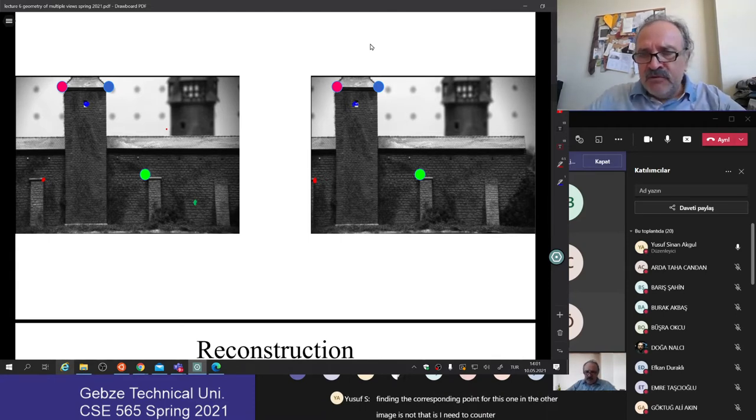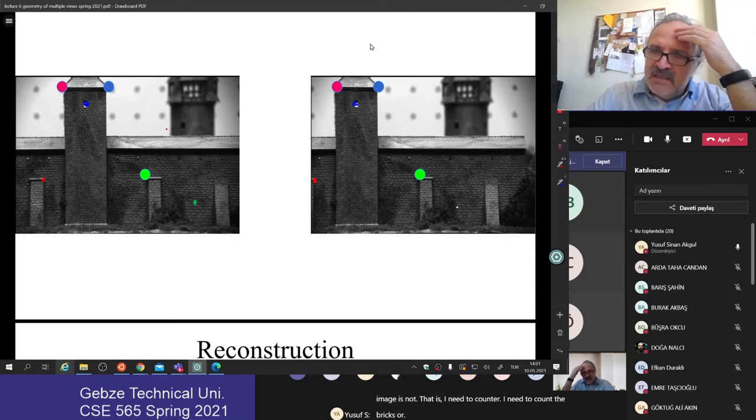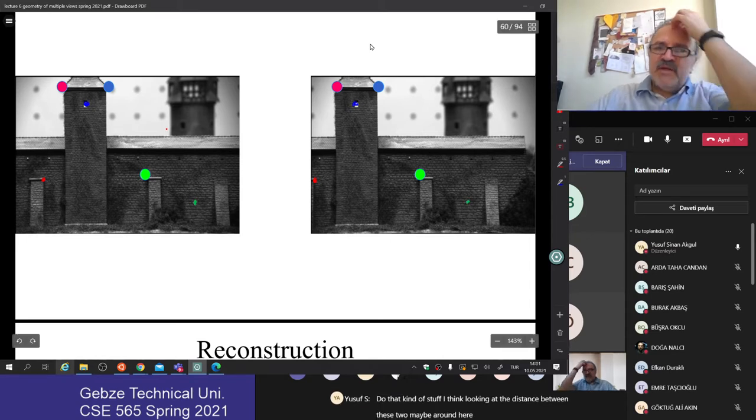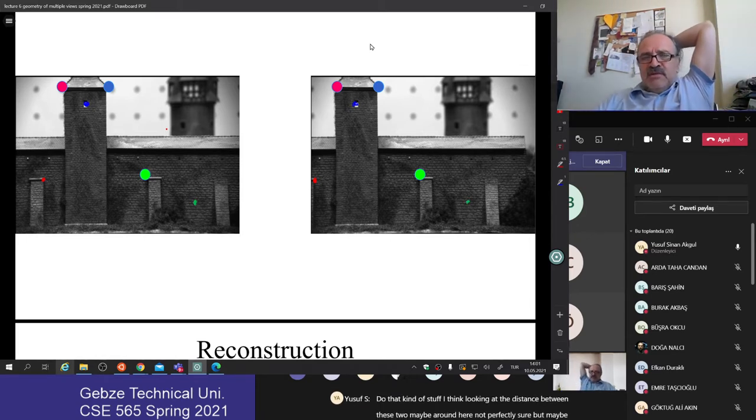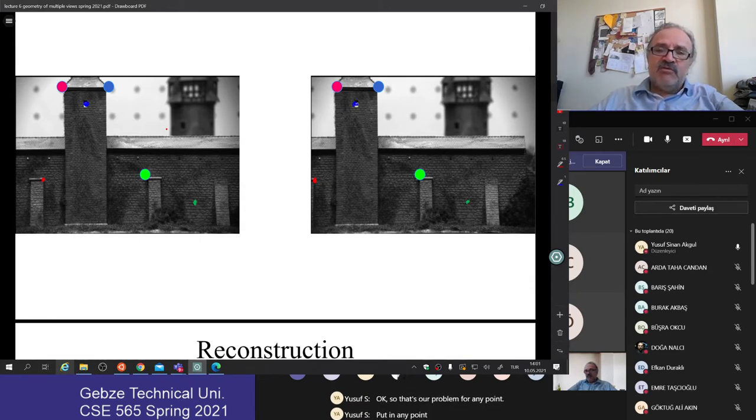I need to count the bricks, or I need to do that kind of stuff. I think looking at the distance between these two, maybe around here. Not perfectly sure, but maybe these two green points correspond to each other. Okay, so that's our problem. For any point on the image, I'd like to find the corresponding point on the other one.